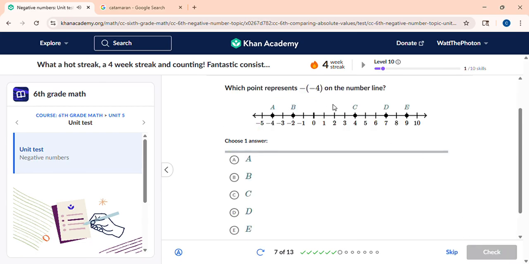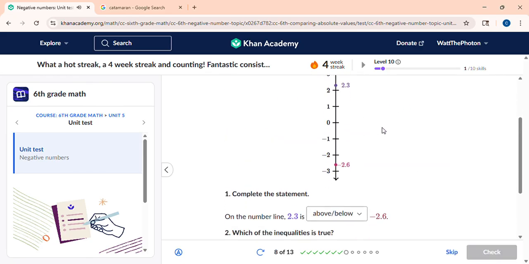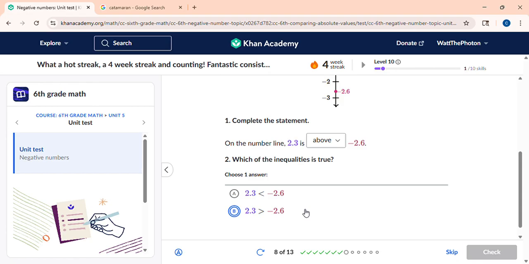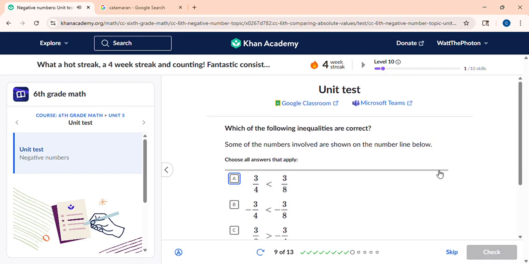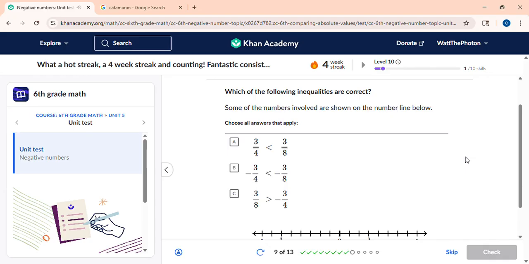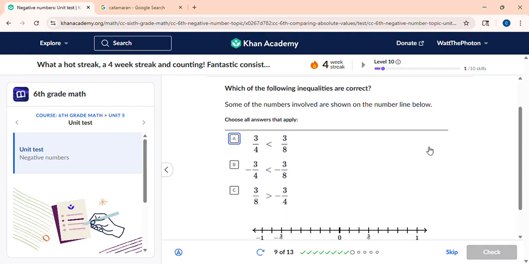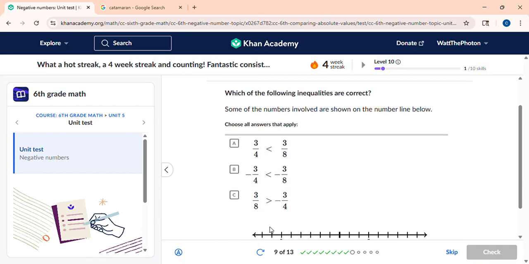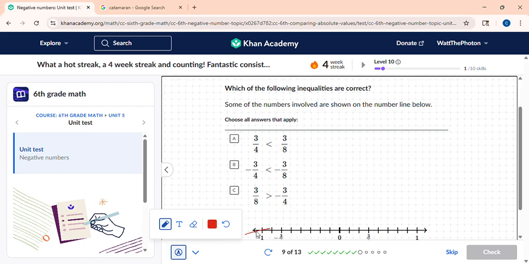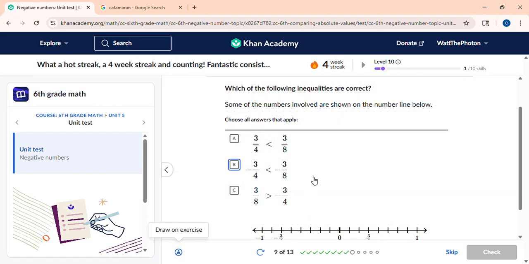Negative 4. That'll be positive 4. There we go. Some of the numbers involved are shown in the number line below. Which are correct? Okay, I'm not going to look at the number line. Maybe I'll scratch it out. I'll draw a smiley face. There we go, that should be right.